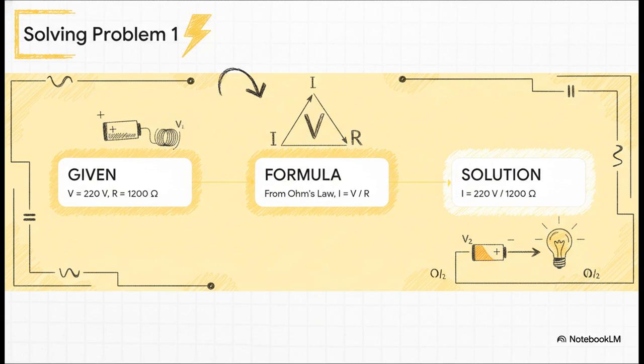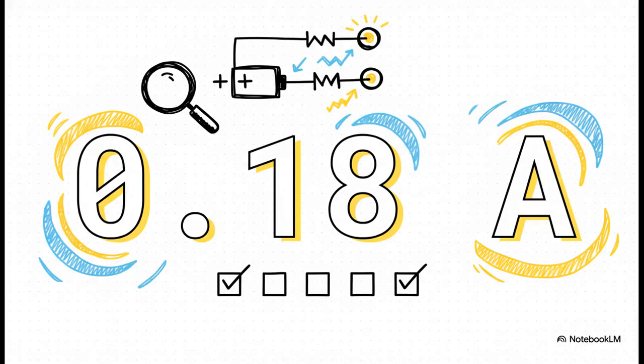And finally, the solution step. Just plug in the numbers. I equals 220 divided by 1200. Do the math and you get 0.18 amperes. And that's it. By following these simple steps, you can tackle these problems with confidence every single time.